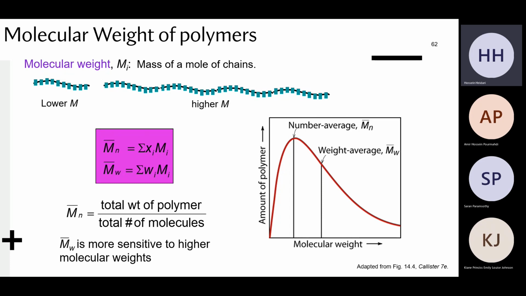But here we're not even talking about that. We're just talking about the statistical meaning of it. Why is the weight average greater than the number average?